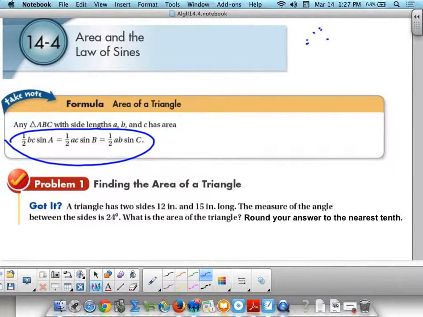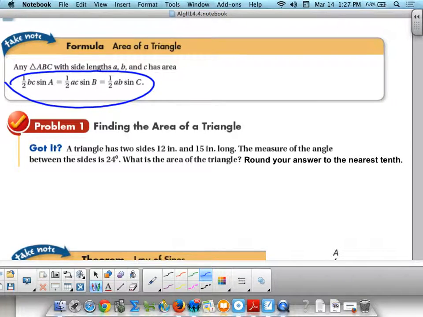Hopefully this is working. Okay, here we go. Half. Half of what now?